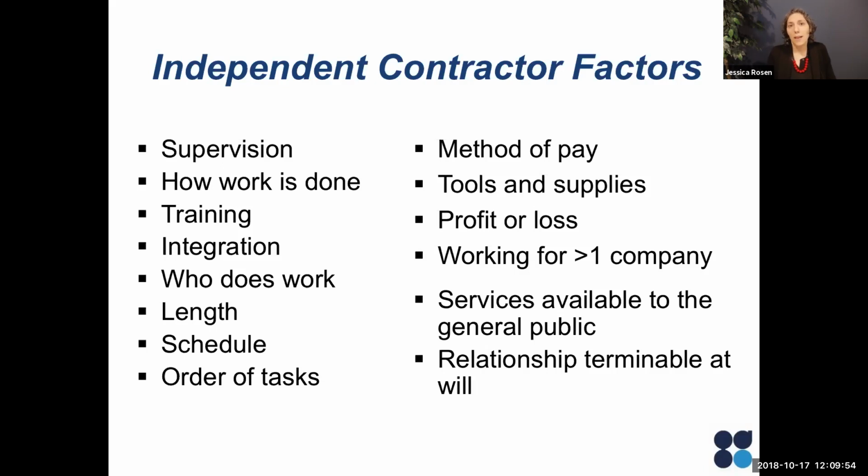Next is the length, right? The length of time that the project takes. So in this case, it's a pretty discrete project. And of course, contractors might have much more involved projects that last longer, but the length and then sort of the schedule, the frequency of work will also go to whether there is that control. So shorter term projects, not set a schedule, sort of with ultimate deliverables, tend to suggest an independent contractor relationship.